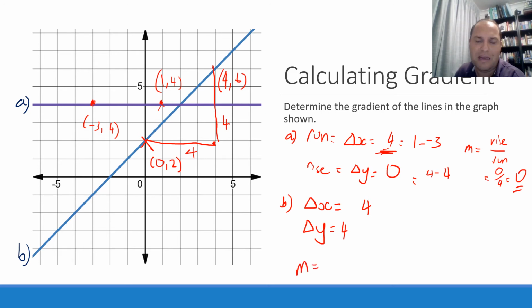Our change in our y coordinate is also 4. So our gradient is our change in y over our change in x, or our rise over run, however you want to think about it. It's 4 over 4, which equals 1. And there's our gradient of that line.